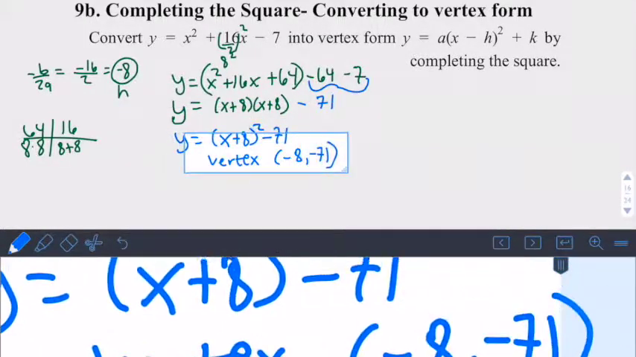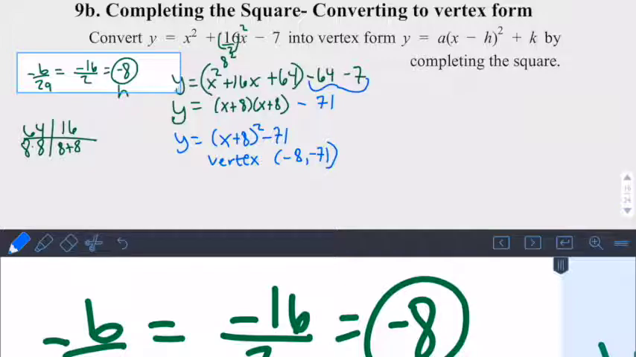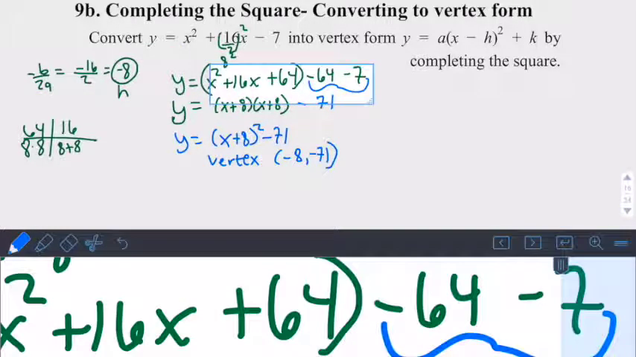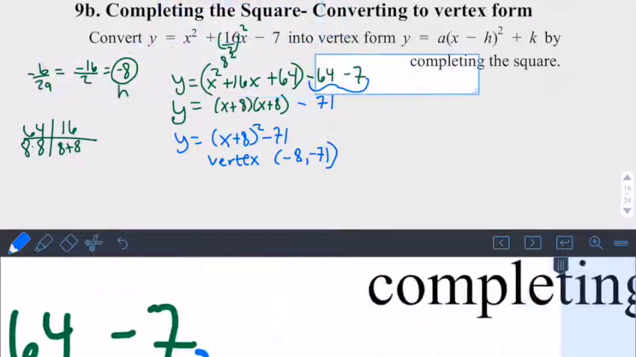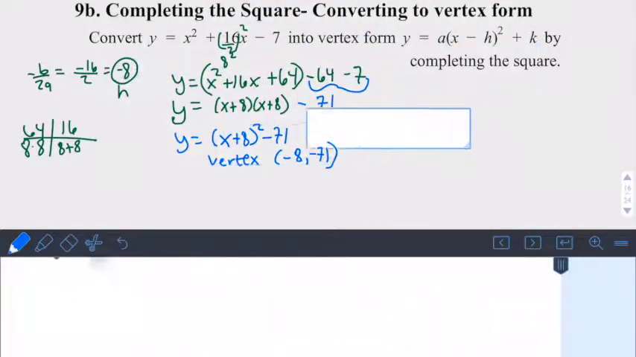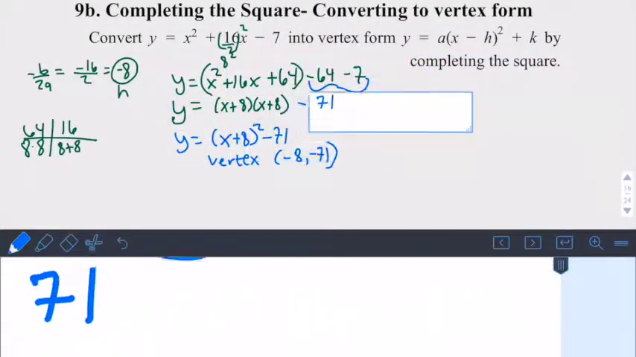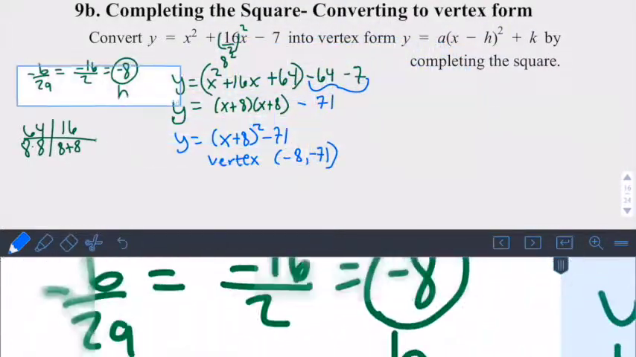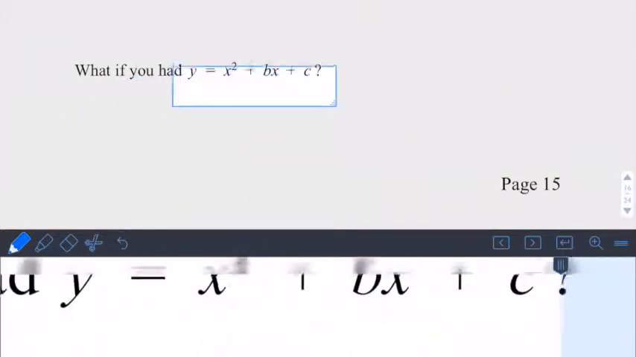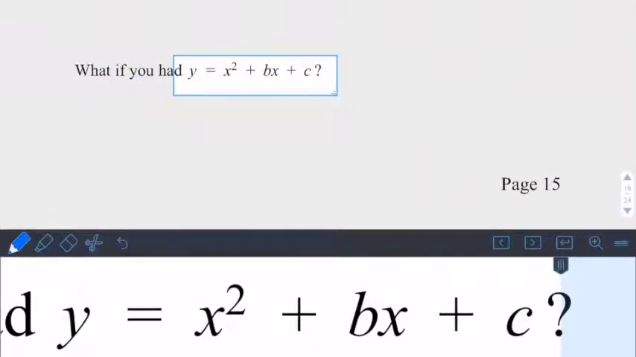So you could write it in vertex form by either doing the negative b over 2a, but then you'd have to plug it in to find that negative 71, or you can complete the square. And that's what we're going to do on this one, practice completing the square, but you can use this to check your answer. What if we had just a generic form?